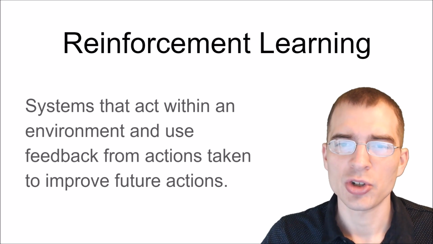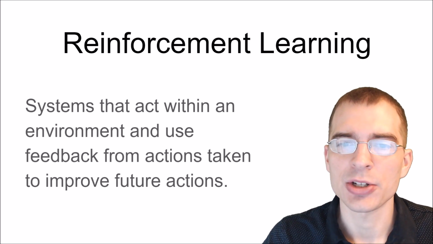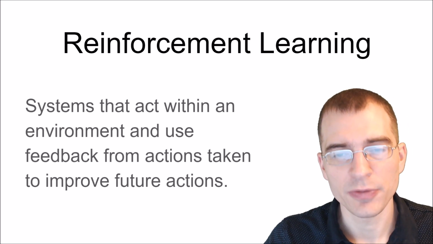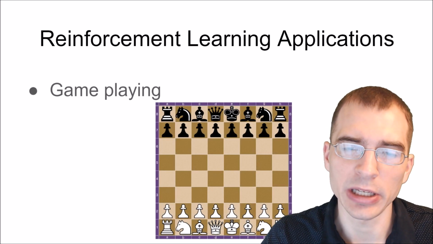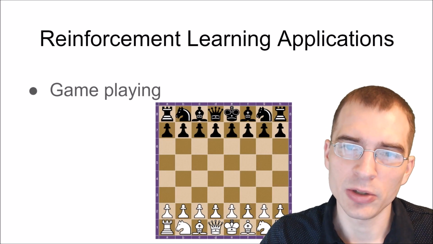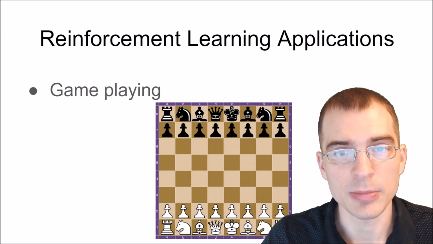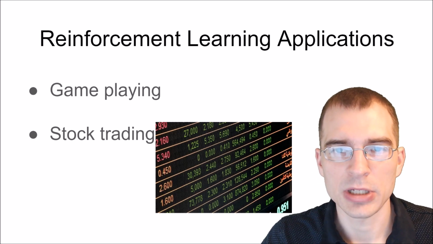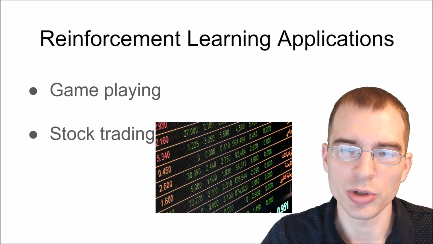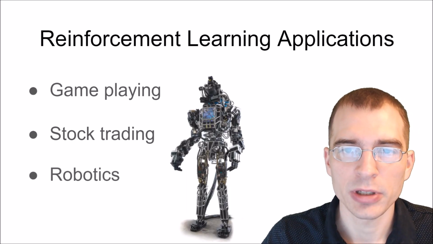Reinforcement learning describes systems that act within an environment and then use feedback from those actions to take better actions in the future. Applications of reinforcement learning include game playing, like creating AI for video games, or agents capable of defeating human players at board games like chess or Go; stock trading, where algorithms can learn from past mistakes to improve returns; and robotics, where a robot can act within an environment to learn ways of doing things more safely and efficiently.